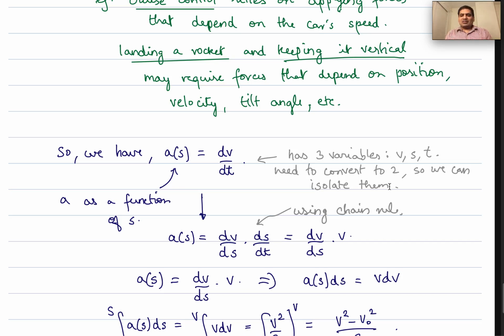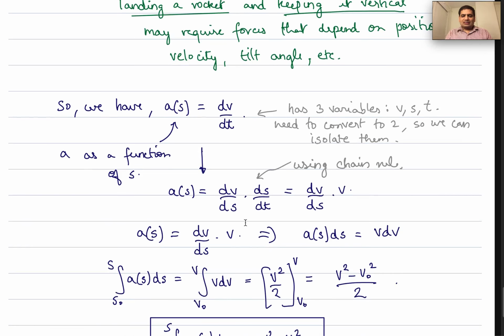So what we need to do is convert these three variables into two variables, so we can actually isolate them to each side. This is a trick someone invented about 300 years ago, close to the beginnings of calculus, late 1600s, I suppose, where you say a of s equals dv by dt, of course, but dv by dt can be written as dv by ds, ds by dt. So you can imagine canceling these things to get dv by dt.